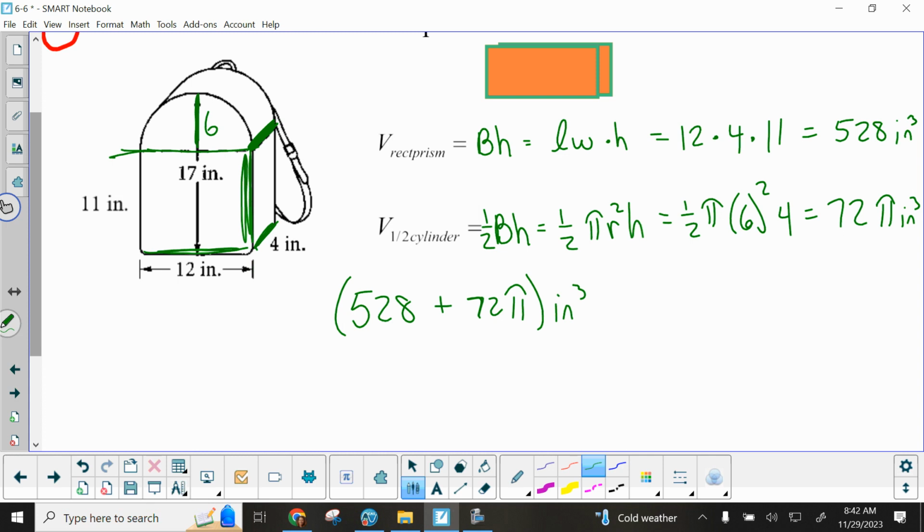But it does say to estimate. So I'm going to type in 528 plus 72 pi, and I'm going to round to the nearest whole number. So 754 inches cubed. Because if you think about it, if you've ever shopped for a backpack or any type of bag, they do give you an estimation of its volume, how much it can hold. And they, of course, wouldn't include pi. That'd be confusing for most consumers.